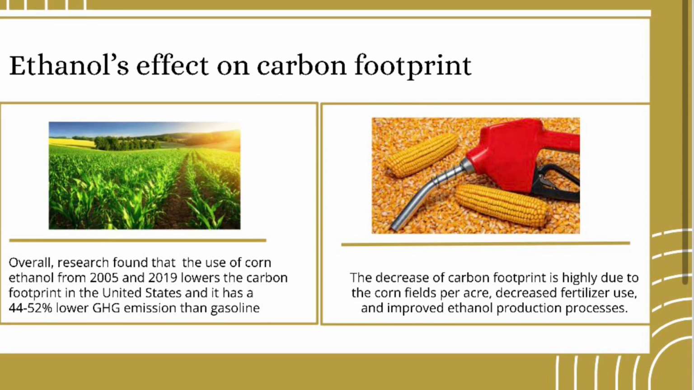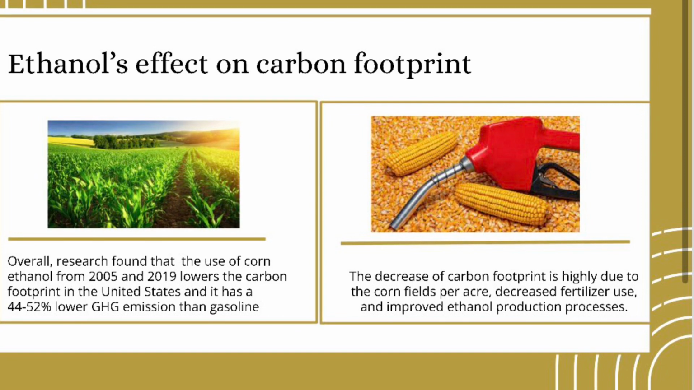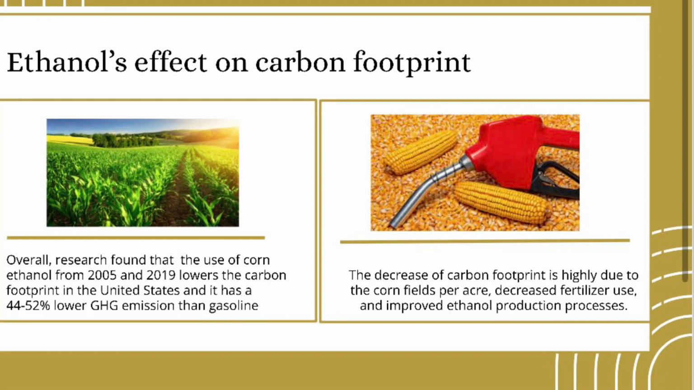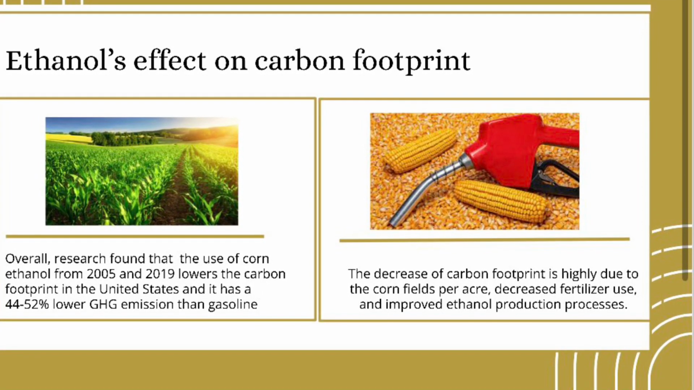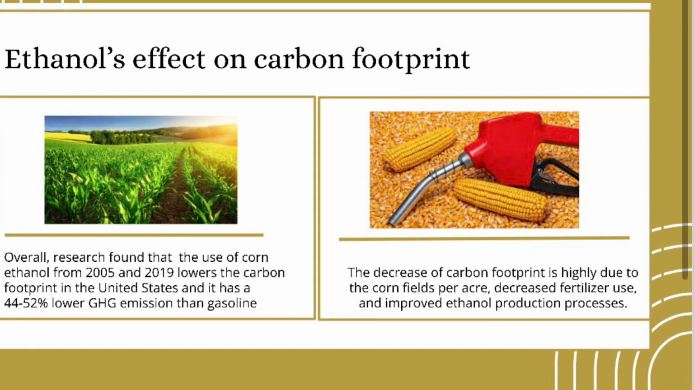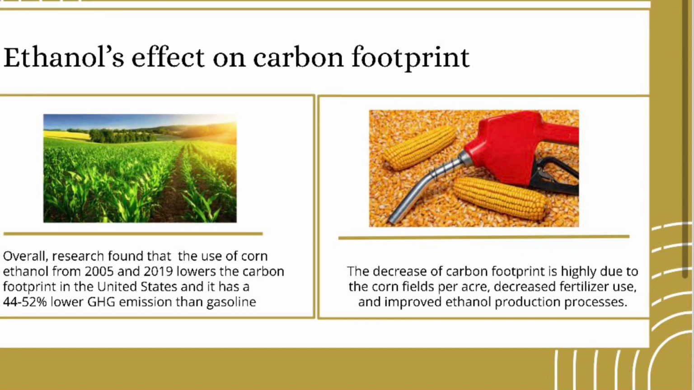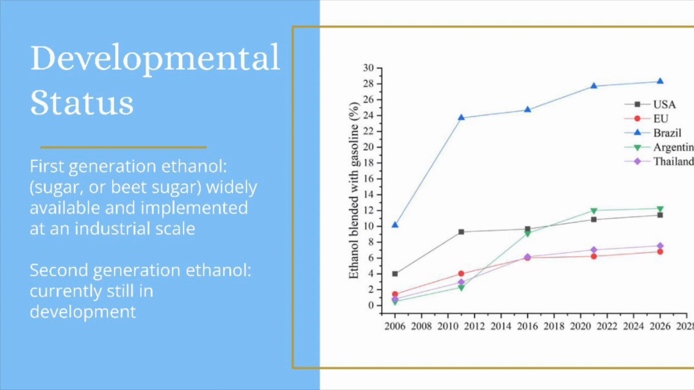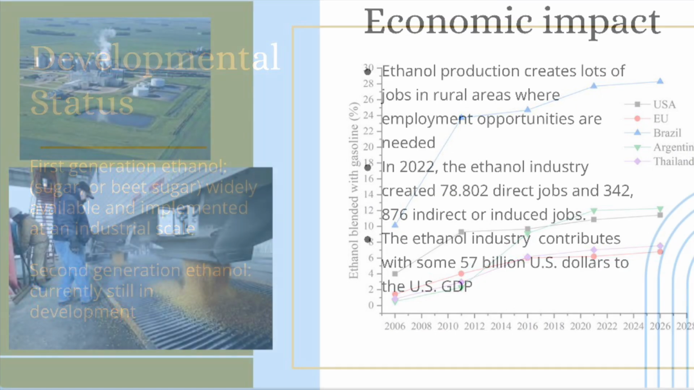The decrease of carbon footprint is highly due to the cornfields per acre, decreased fertilization use, and improved ethanol production processes. These are all things that lead into the decrease of the carbon footprint. Okay, so developmental status. The first generation of ethanol, which is sugar, like beet sugar, and corn as well, is widely available and implemented at an industrial scale.